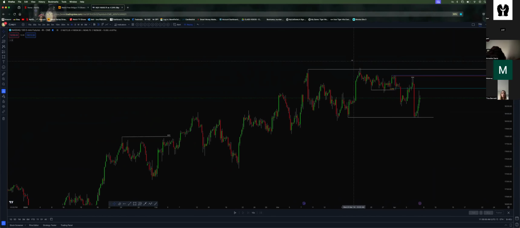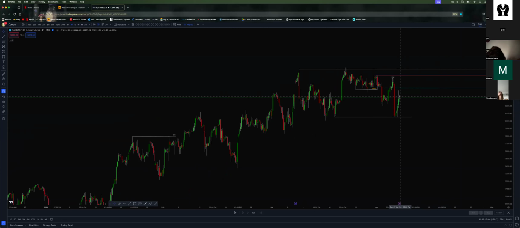It looks like we're building low resistance liquidity above, but we have equal lows down here. So what I would like to see in order for us to go higher is that I want to see us come down and take these lows out and then go higher.